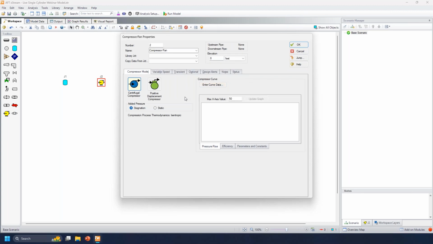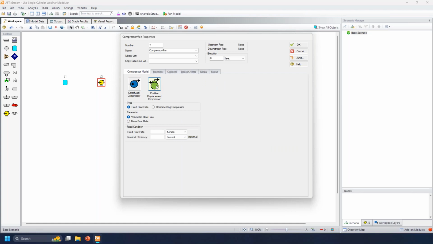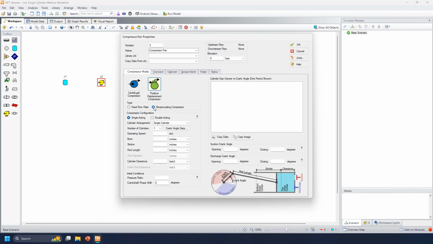So for the reciprocating compressor, you want to choose the positive displacement compressor option. And then under type, there's fixed flow and reciprocating compressor. So we're going to set that to reciprocating compressor. There's single and double acting. In this case, we will set it to single acting. For the operating speed, let's use 1500 RPM.